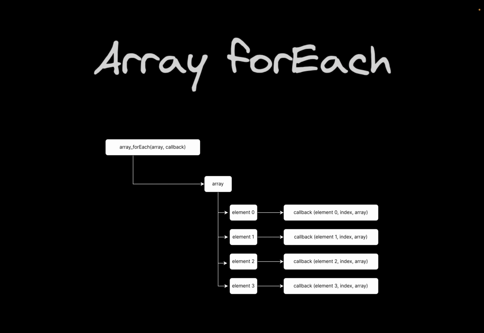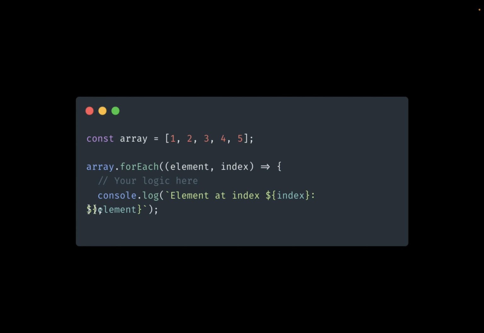The forEach method, a part of the array prototype in JavaScript, executes a provided function once for each array element in ascending order. The syntax is straightforward. It's important to note that the forEach method does not return anything, making it ideal for scenarios where you want to perform an operation on each array element without creating a new array.